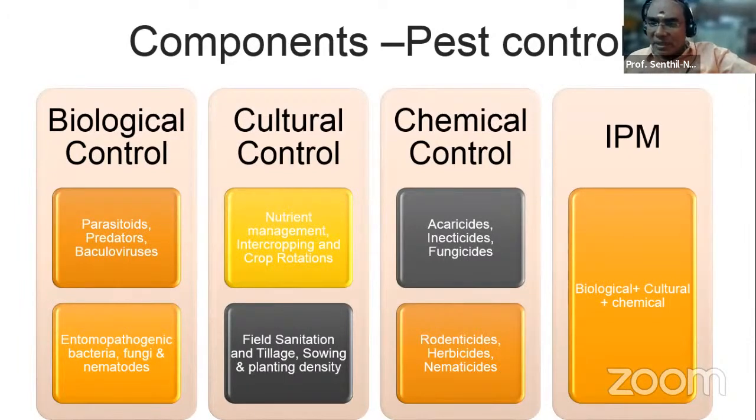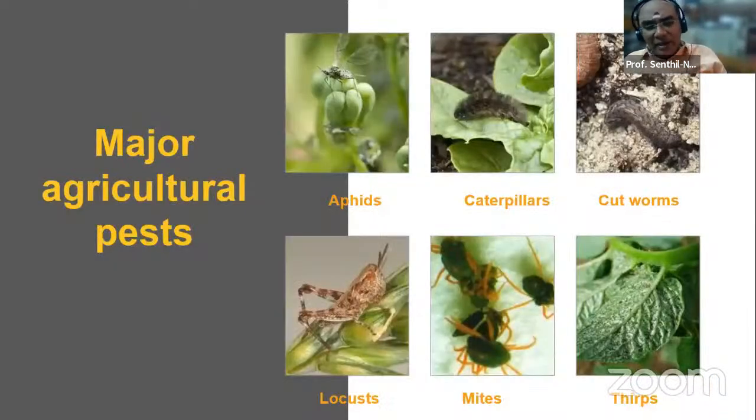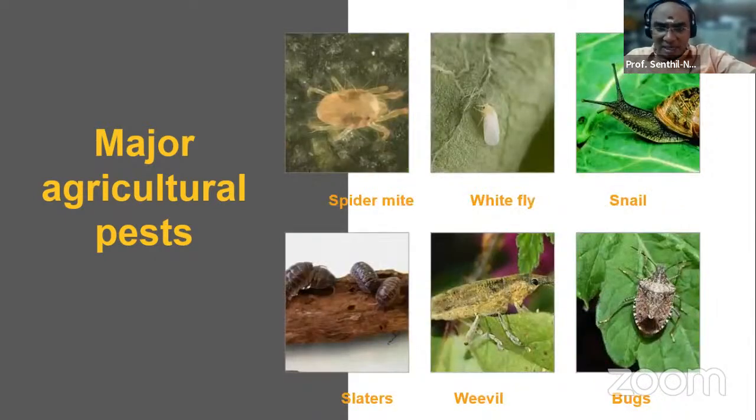So IPM is nothing but integrated pest management, which combines one or more components of pest control, that is biological and cultural plus a little chemical. So here, I'm not seeking complete eradication of synthetic pesticides, but I insist on decreasing the chemical or synthetic insecticide usage. That is the point. The major agricultural pests we are focusing on here are aphids, caterpillars, cutworms, mites, thrips, spider mites, whiteflies, snails, slugs, weevils, and bugs. These are the important, significant organisms causing problems for agricultural crops.